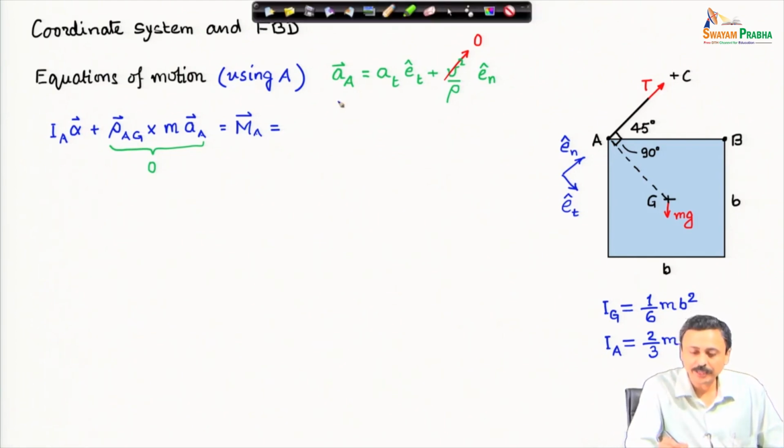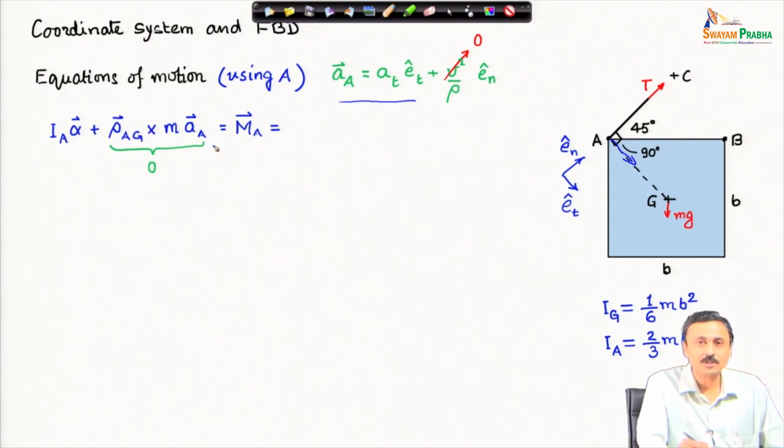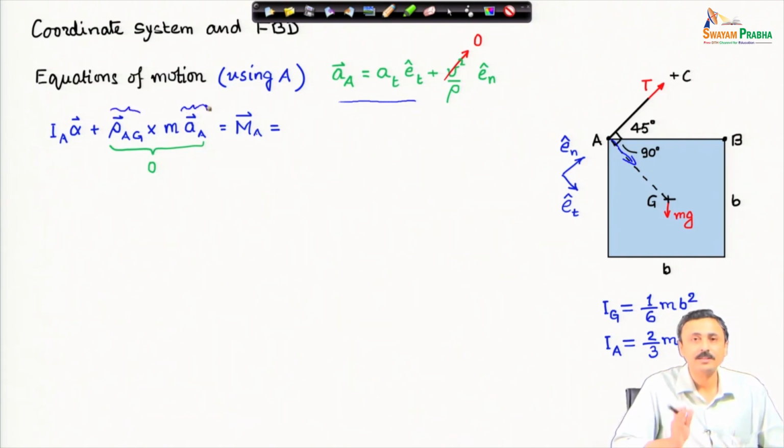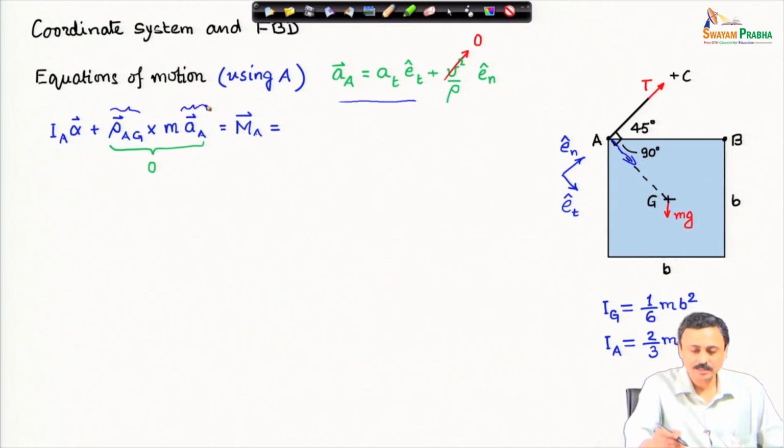Here, because I have the acceleration of point A in the tangential direction, and the tangential direction is exactly along AG, which means A has an acceleration towards the center of mass. And remember that this leads to a simplification, because rho_AG and acceleration of A, these two vectors are co-oriented, they are in the same direction. Therefore, the cross product will vanish, and this term drops out, and I am left with a very simple equation, I_A times alpha is equal to M_A.